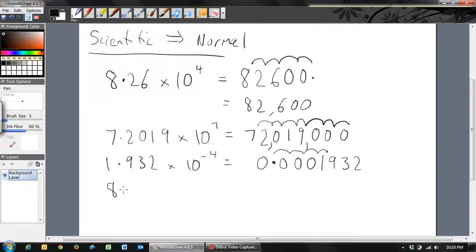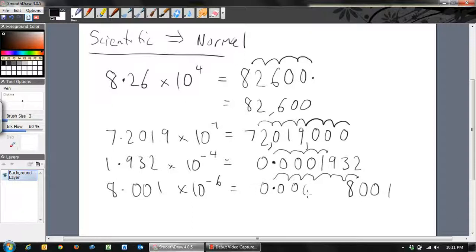We'll do 8.001 times 10 to the negative 6. Again, we'll write our 8001. A decimal starts there, and it's going to do 6 jumps to the left because of negative 6. 1, 2, 3, 4, 5, 6. And finish there. So I have 0.000008001. So hopefully that helps you with scientific notation.